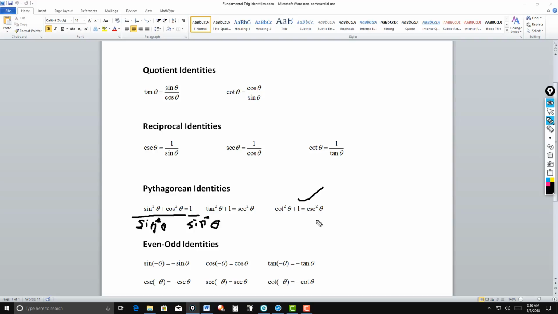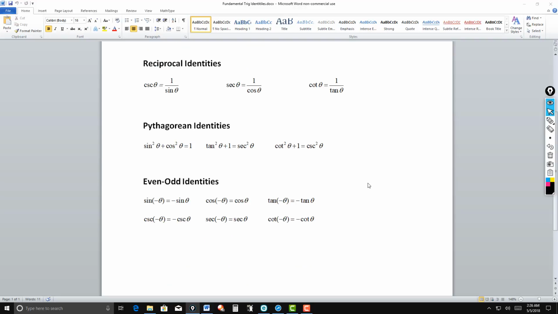Okay, so one of the main topics that you have in trigonometry is verifying a particular identity, or sometimes I say prove that this identity is true. So let's cancel this, and then the last ones are called even odd identities.